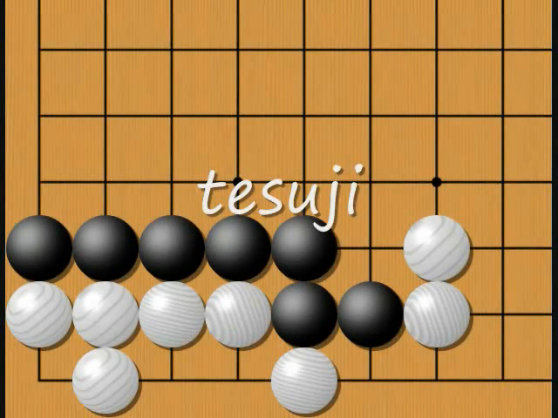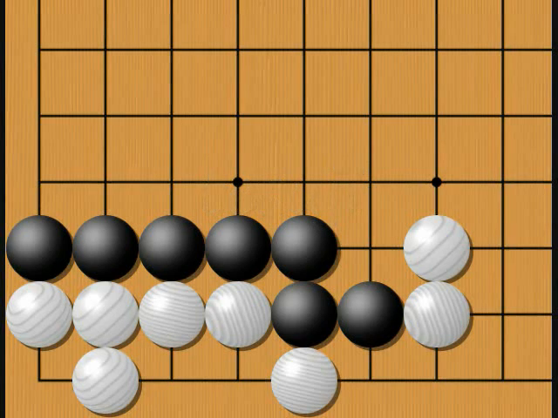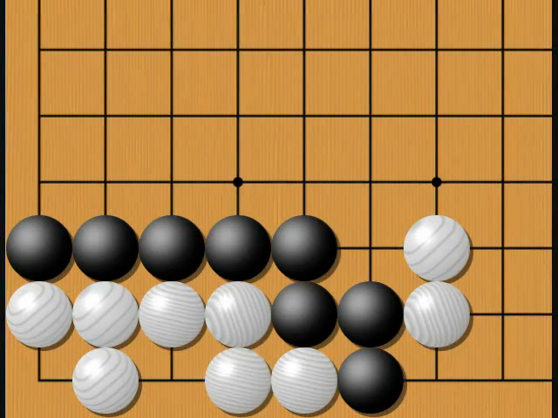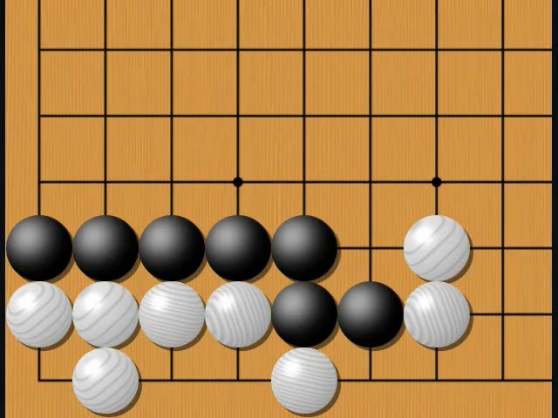A tsuji is a move that's not normal, but is an effective technique in a given situation. For instance, in this position, white is threatening to connect his group out by a triangle, and our normal move would be to block here. But if we do that, then white can just connect to make the group alive by itself.